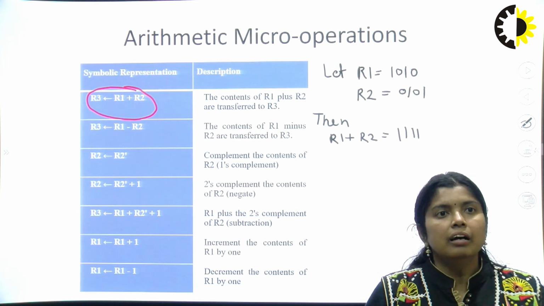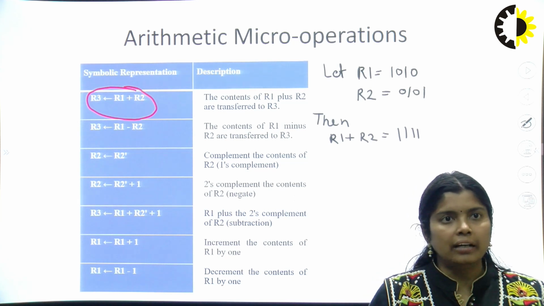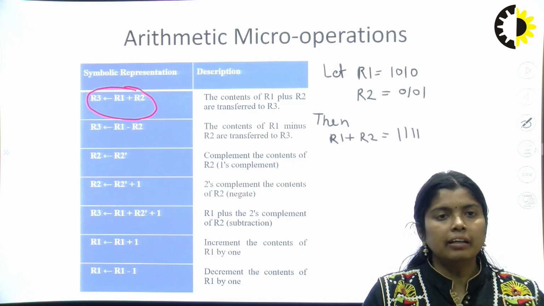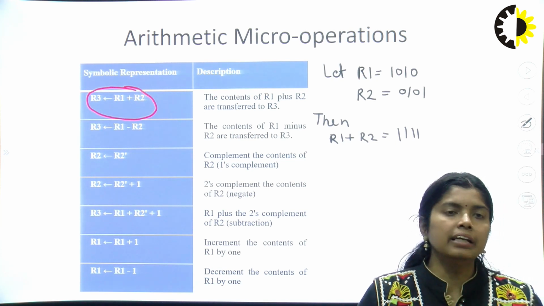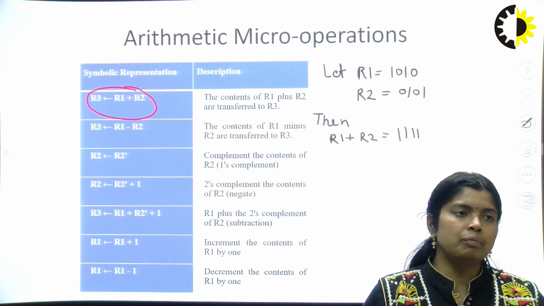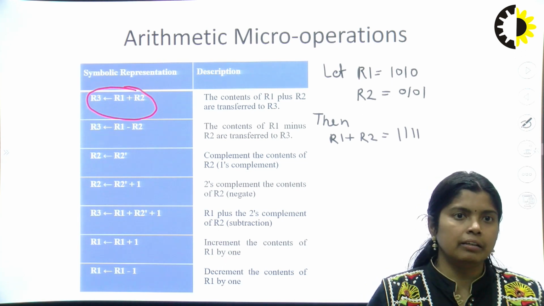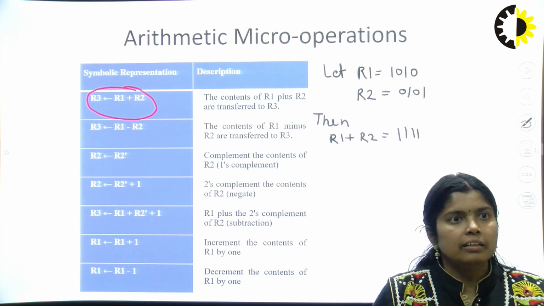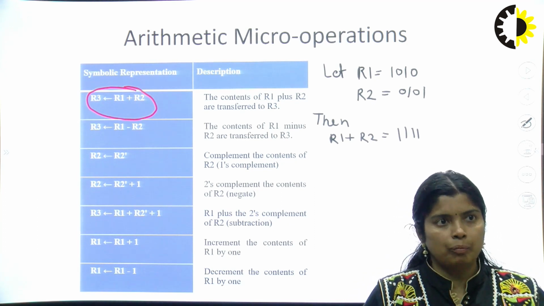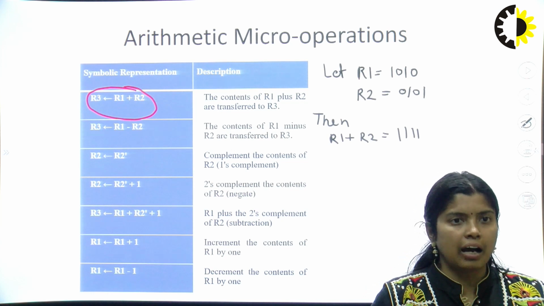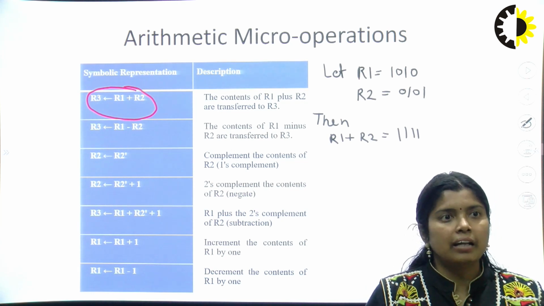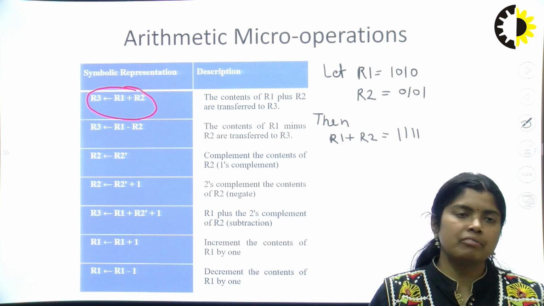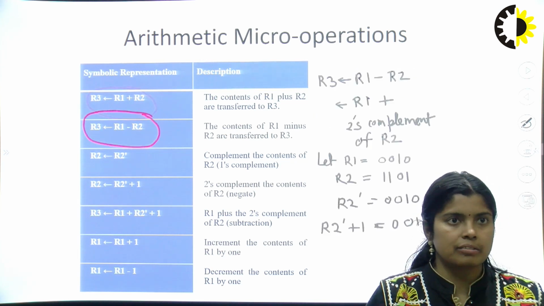When we compute R1 plus R2 and store it in the R3 register, we simply add bit by bit from LSB to LSB: 0 plus 1, then 1 and 0, then 0 and 1, and 1 and 0, so that we obtain the result, and this result will be stored in register R3. This is a simple operation: the content of R1 and the content of R2 are added, and the result is transferred to R3 as the resultant register.